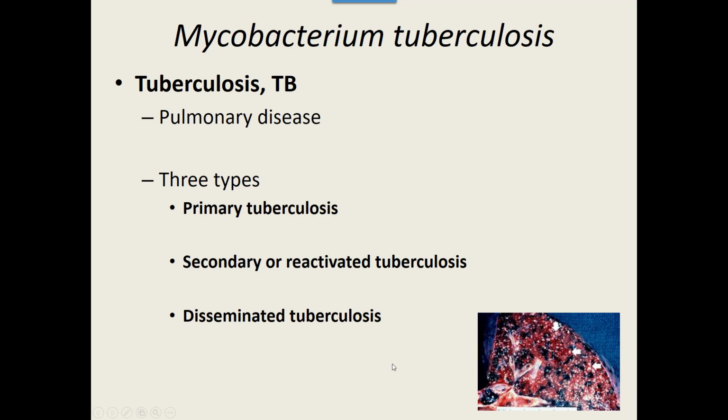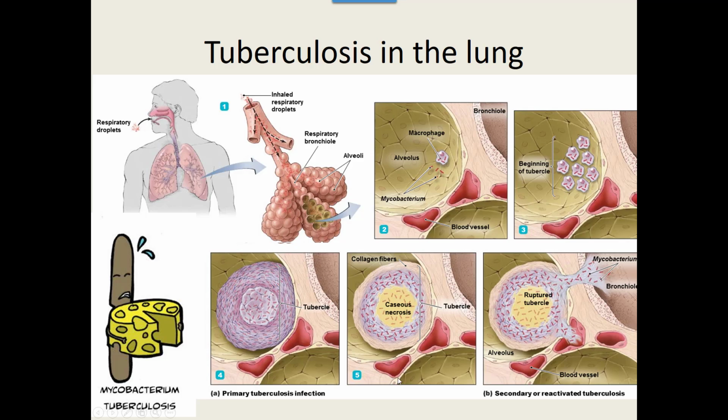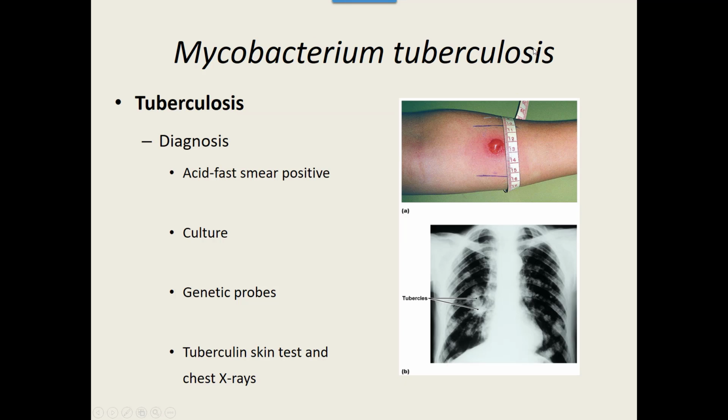Now, diagnosing it, one, they can do an acid-fast smear. They can take a sample, like a sputum sample, and do an acid-fast test on it. They can also try to grow the bacteria in the lab and look to see the colonies. They can do further testing on it. They can do genetic probes looking specifically for this bacterium's DNA. They can do PCR.